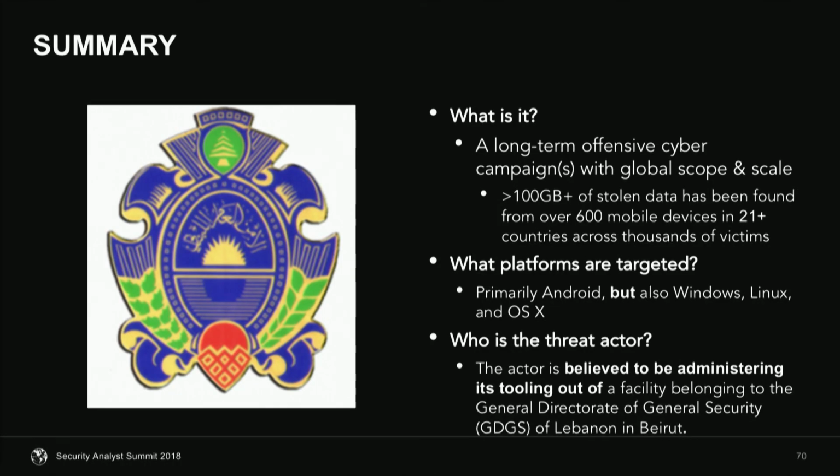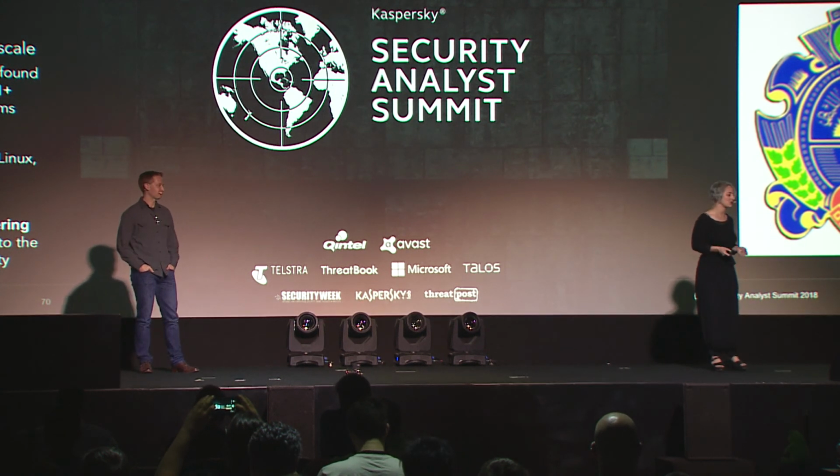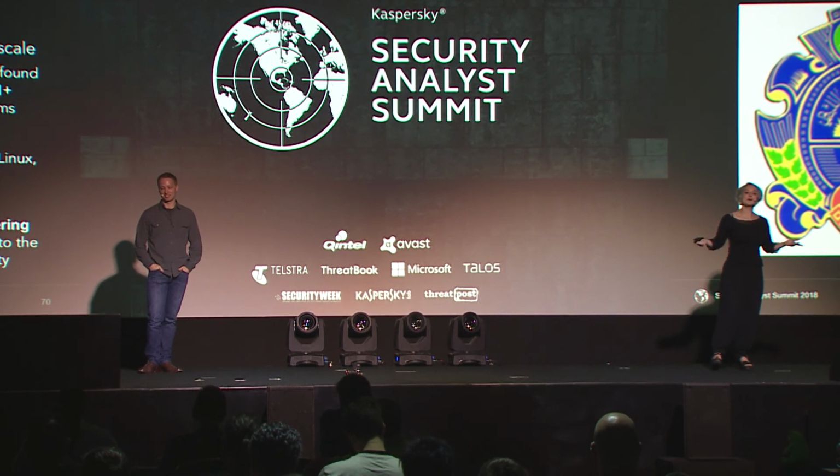So what conclusions can we reach from this? Things get weird. The first is, so what the hell is Dark Caracal? It's a long-term offensive cyber campaign with global scope and scale. They've stolen more than 100 gig of data that we have found from over 600 mobile devices in more than 21 countries across thousands of victims. They're multi-platform. Primarily, they're interested in Android, but they also target Windows, Linux, OS X, and of course, the occasional Solaris administrator.